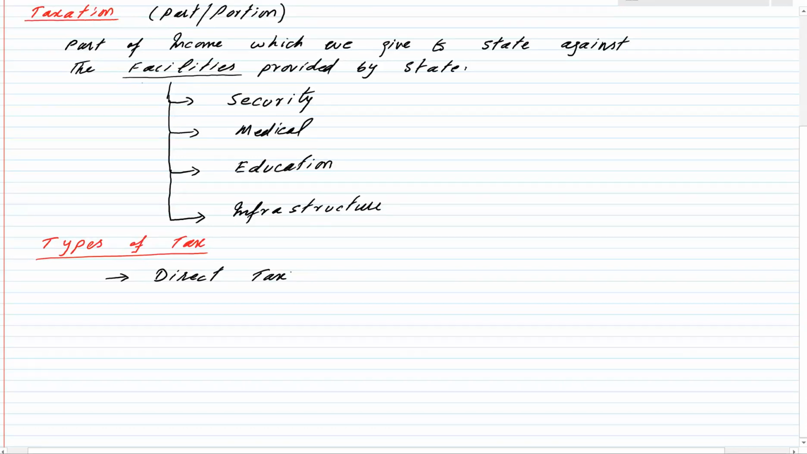As the name explains by itself, what is direct tax? Tax paid to the tax authorities directly. For example, on my income, I will pay tax to the tax authorities, to the state directly. So the tax paid directly to the state or tax authorities is called direct tax. And the second one is indirect tax. What is indirect tax? Tax which is paid to the tax authorities through a channel or through an intermediary. That's why it is called indirect tax, because we are not paying this tax to the tax authorities directly. So these are the two types of tax from a payment perspective.